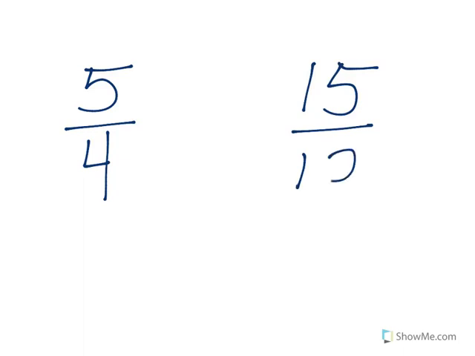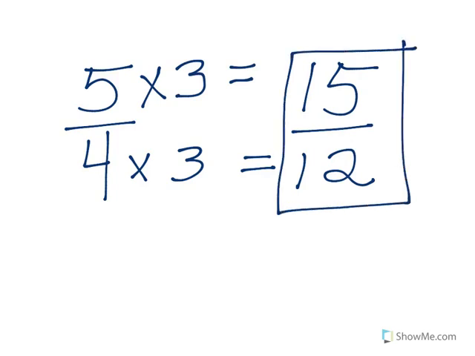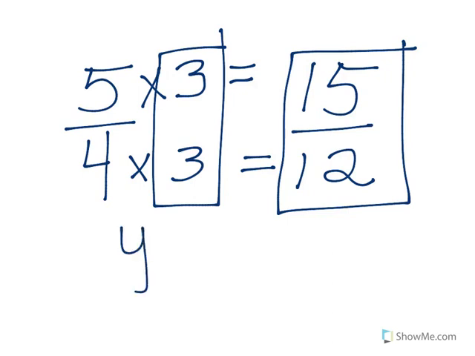Another method you could use, if we take 5/4 and 15/12, we can see, okay, 4 times 3 is 12. What I do to the bottom, I do to the top. Let's see if it is true. Is 5 times 3 15? Why, yes, it is. So if I multiply my numerator and denominator by the same number, then we know they are equivalent.